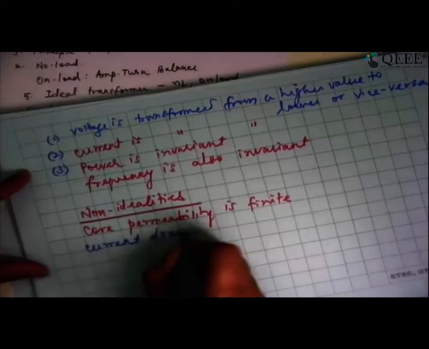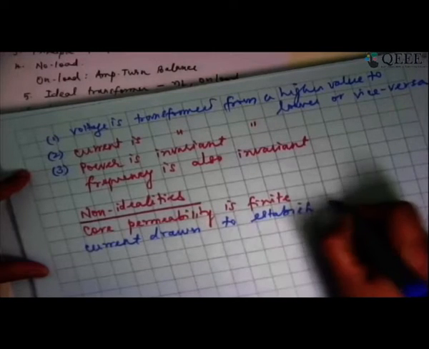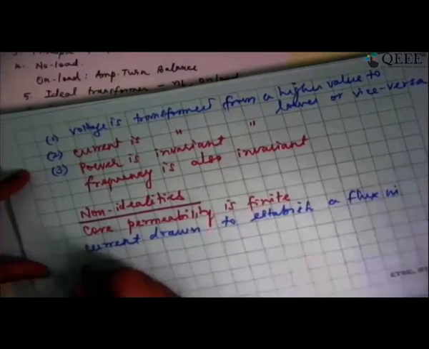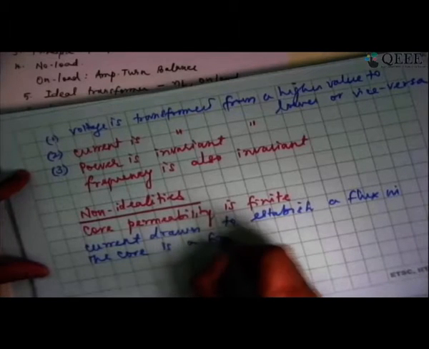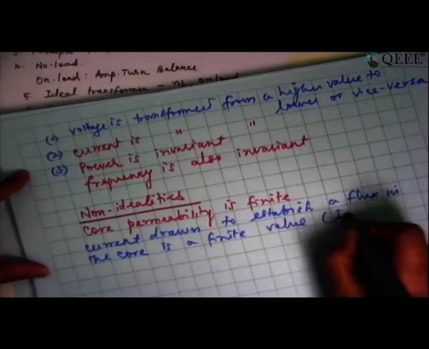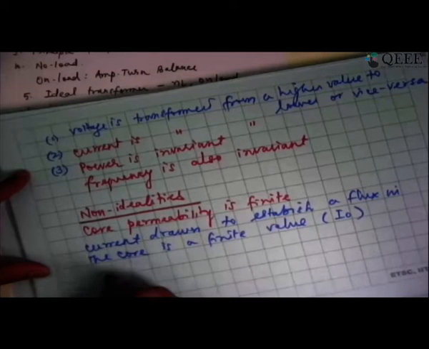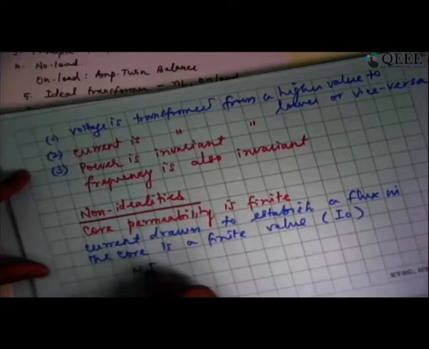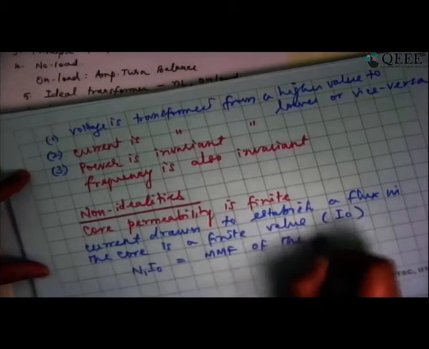to establish a flux in the core is a finite value. It's not zero. It is a finite value. I am calling that I0, or let me call that the no load current. And this is establishing a flux. And when it is establishing a flux, I'm going to have N1 multiplied by I0 as the MMF of the primary winding.